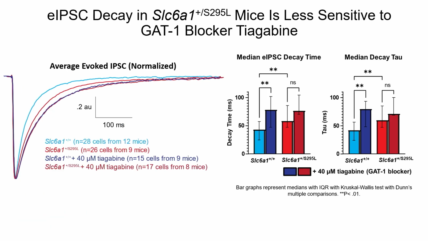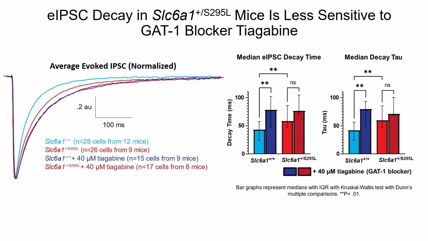And if we superimpose all of these together, you can see where the wild-type event looks like this, and then if you add on tiagabine that blocks GAT1, it's greatly prolonged. And then the heterozygote is between these two states. And if you block GAT1 in the heterozygote, it also goes here, essentially.